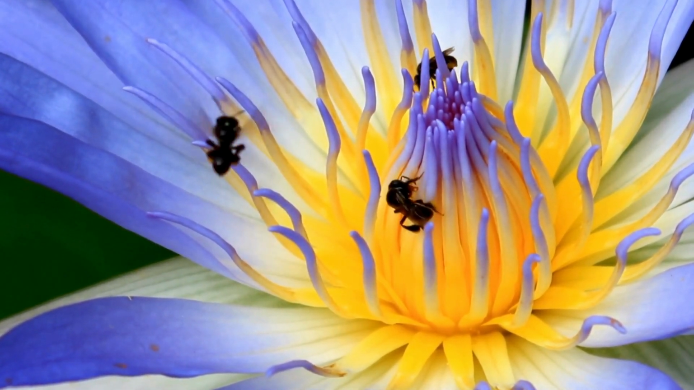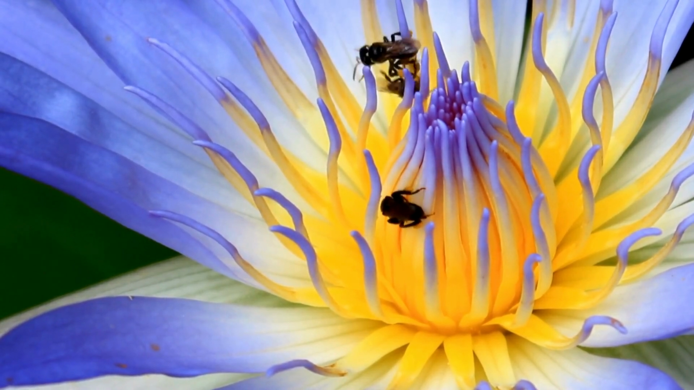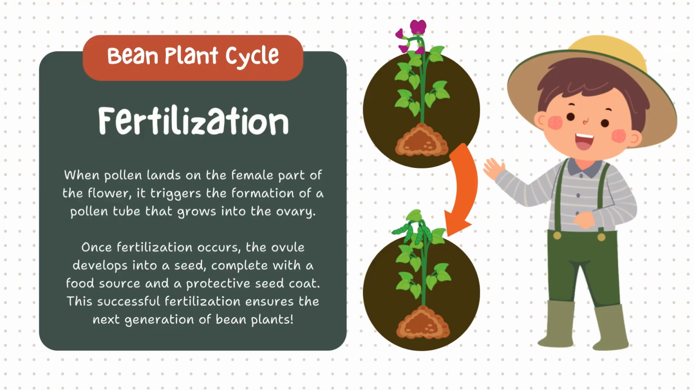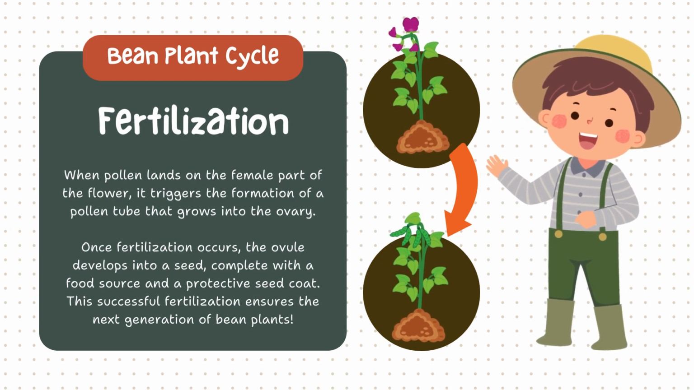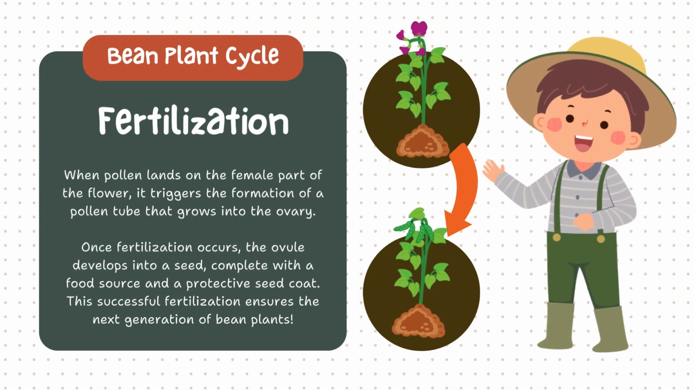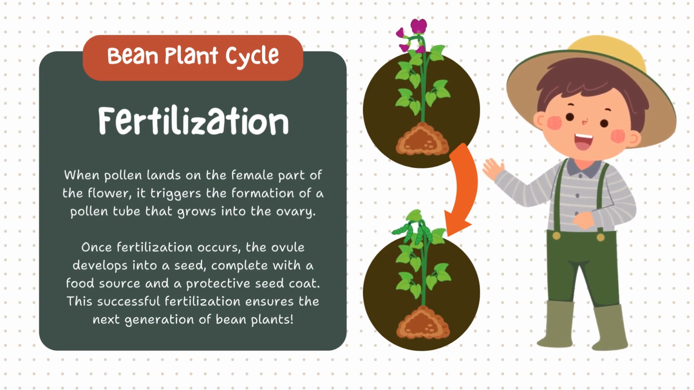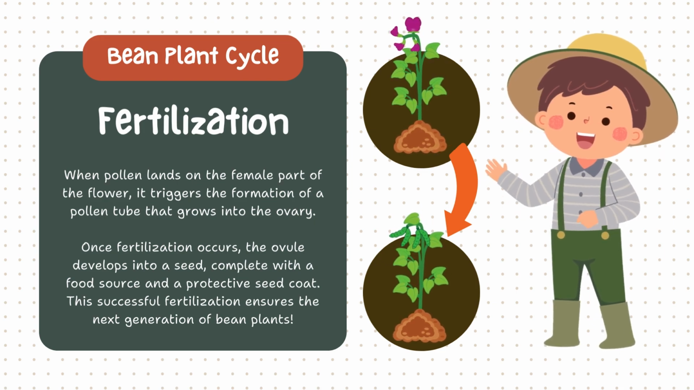Number 3. Spacing and planting. Space bean seeds about 2 to 4 inches apart in rows. Leave 24 to 36 inches between rows to give them room to grow. Proper spacing ensures healthy growth and prevents overcrowding.